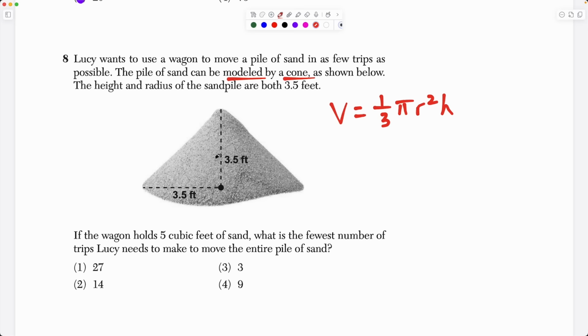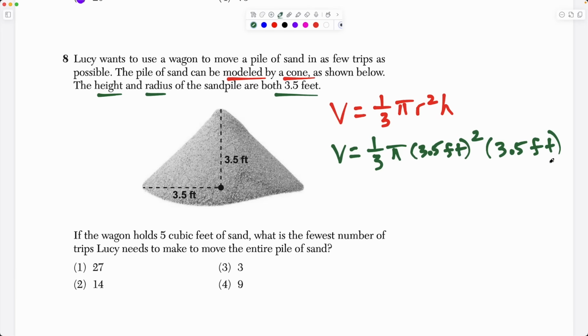So here, what we should note is that the height and radius are both 3.5 feet. So that allows us next to say that the volume is 1/3 pi times the radius squared, and the radius is 3.5 feet, times the height, which is 3.5 feet. Now, in the Regents, especially when you're in the free response, you actually don't have to write the units in. So if you want to leave this part out, you can.